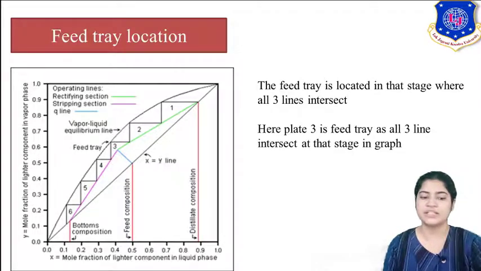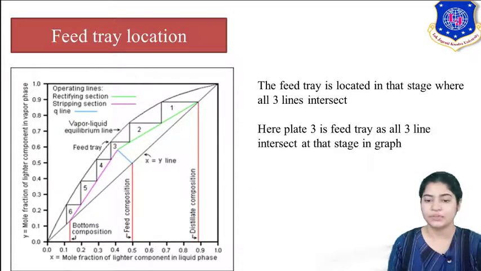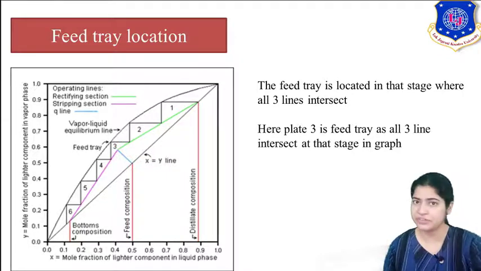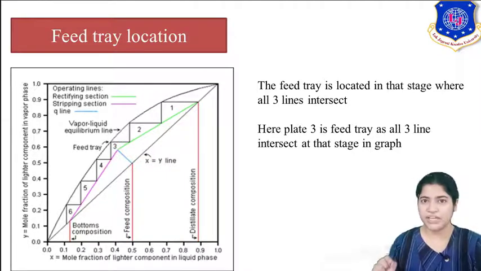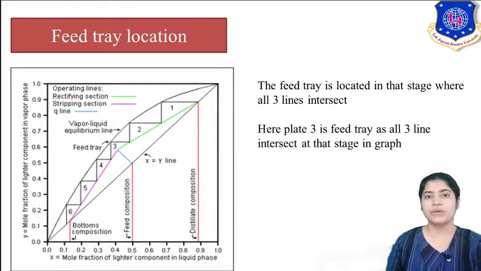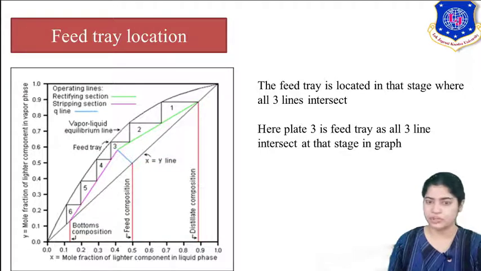From this figure you can see that at the third stage all three lines are intersecting. It means that your feed is introduced on the third plate. So how can you find the feed tray location? It is the stage where your three lines intersect. This way you can know the feed tray location from the graph.